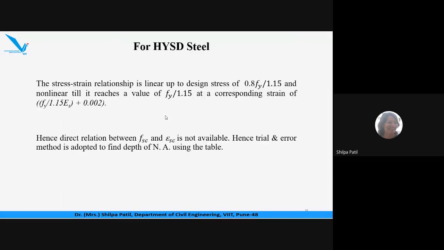The value of fsc in this case needs to be calculated by a trial and error method. How to calculate by the trial and error method, we will see in the next lecture, because it will take at least 15 to 20 minutes more to understand the concept. So I will stop today here.